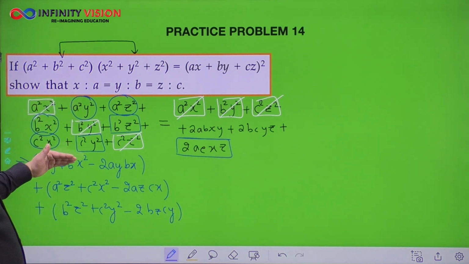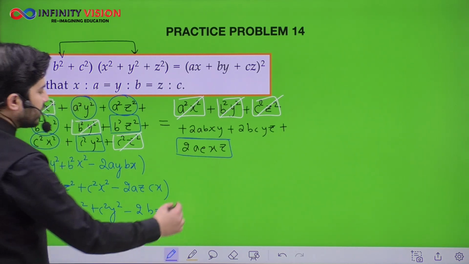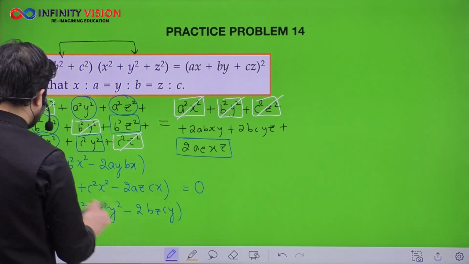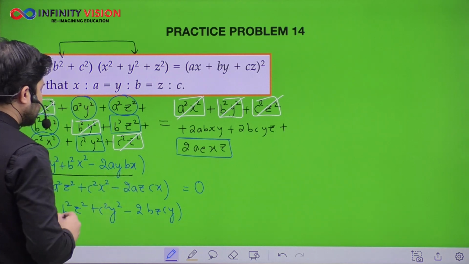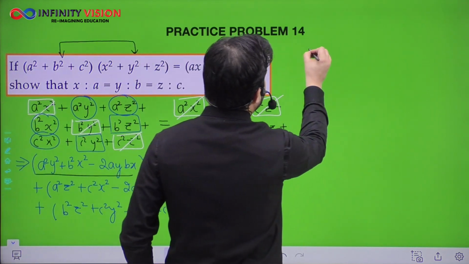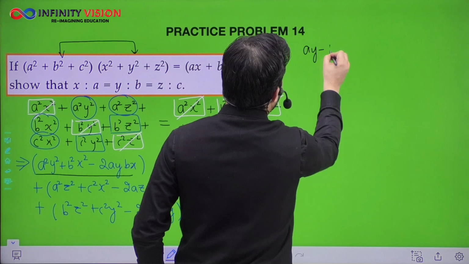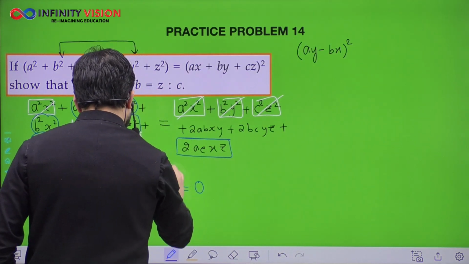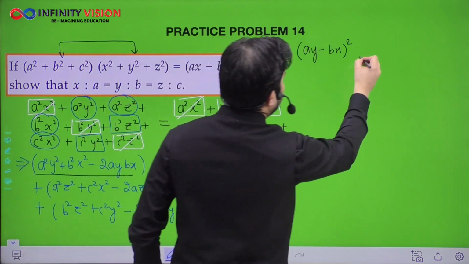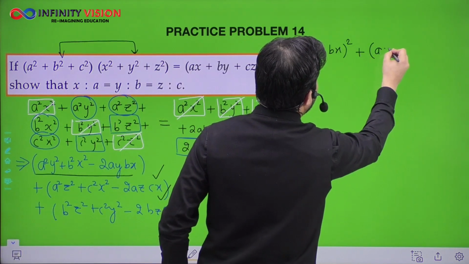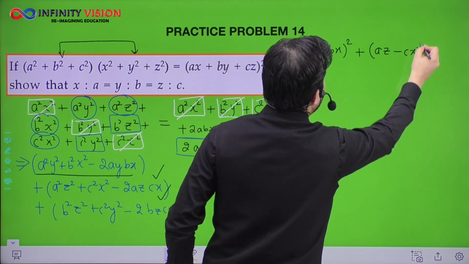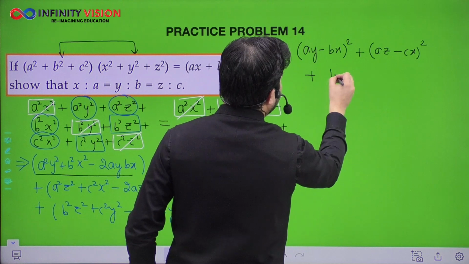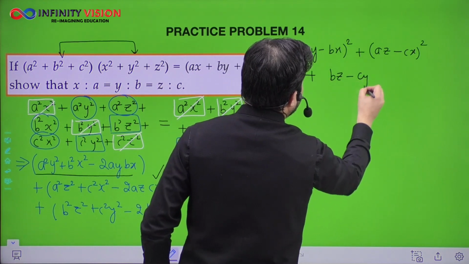Now this is a perfect square, this is a perfect square, this is a perfect square, and this whole thing is equivalent to 0. So I can write this whole story as ay minus bx whole square. And the second story, I can write az minus cx whole square. And the third guy is bz minus cy whole square.